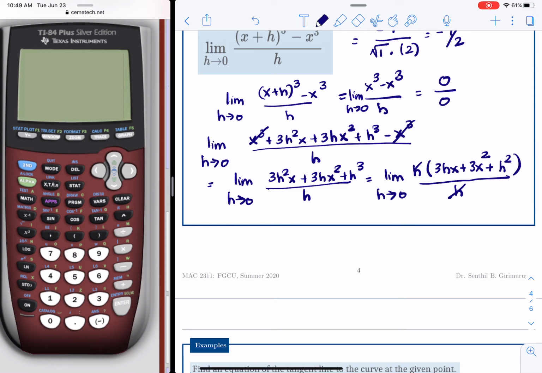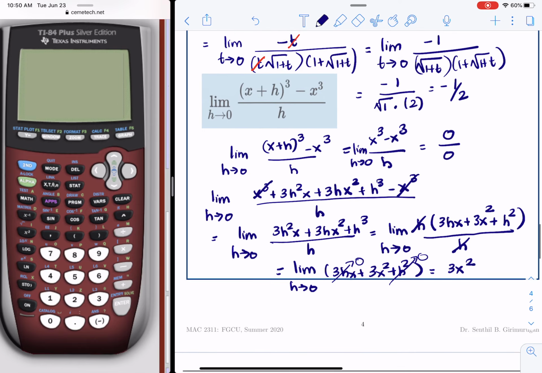So the h's would go away. Now I'm going to apply the limit h approaches 0 to each of those terms. The first term has an h, so the first term will go to 0. The second term doesn't have an h in it, so it remains as is because it is a constant with respect to h, so 3x squared. The last term has h squared, and if you apply the limit, that would become 0. So the answer is 3x squared.